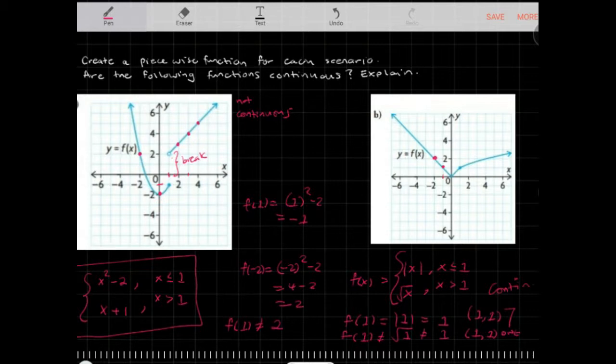So if you have the same value of y for each of the values at the interval boundary, then the function will be continuous. So this function therefore is continuous. And this is the equation of that piecewise function.